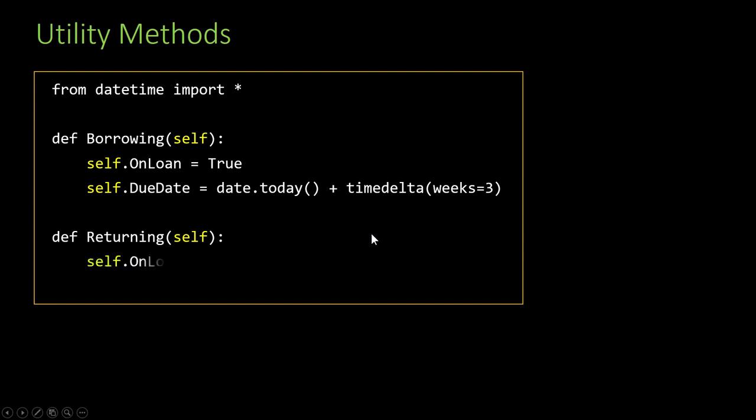For returning, you need to set the on loan status to false, and then the due date again set it to item not on loan.